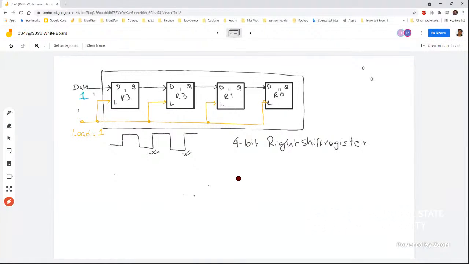How can we make it? Our configuration would be something like this. This Q will be connected here. This Q will be connected here. Just the opposite connection. Professor, just confirming: if there are 4 registers, this type of right or left shift register will take 4 clock cycles to load a complete value into it. Exactly. Yes. Okay.